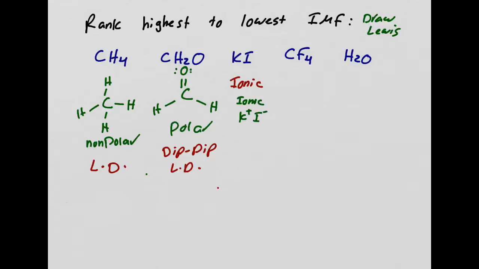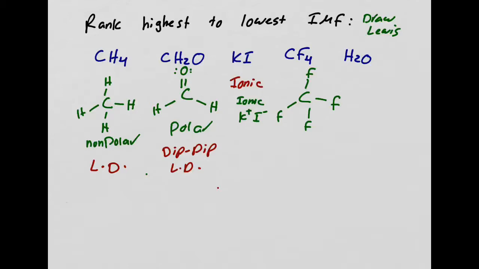All right, CF4. I have C attached to F, F, F, and F. I'm going to draw it out. Is it ionic? No, because it's two nonmetals. I do not have a metal and a nonmetal. Is it hydrogen bonding? No, I don't even have any hydrogen. Is it covalent? Yes, because I have two nonmetals.